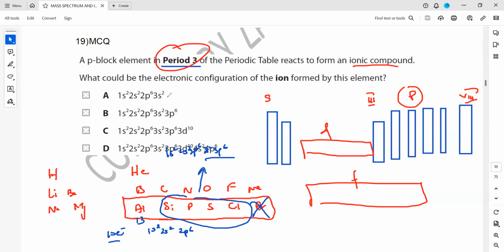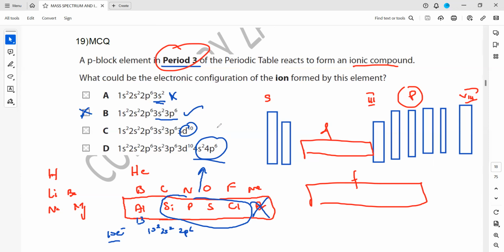In this case, A is wrong because the third shell has 3 electrons. This is the right one. Why? Because the third shell is complete. So B is the right answer. Why not C and D? C is wrong because the third shell is not complete. D is wrong because it shows that another shell is also complete, like 4s, but the electron should be in the third period.